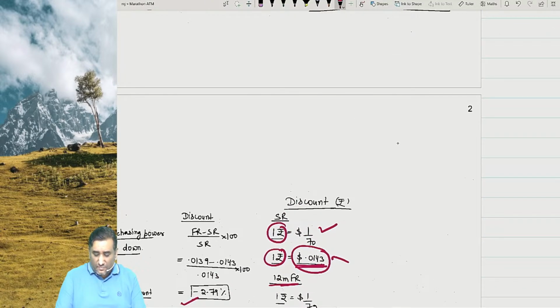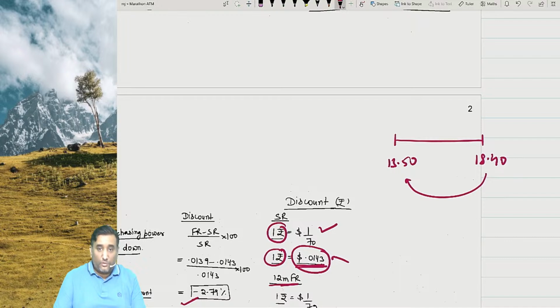For example, Idea came down from 18.40 to 13.50 today. How much is the fall? I'll show you derivatives. How much percentage? Approximately 26.6666 percent. Now try to increase 13.5 by 26.67 percent. It will not become 18.4.